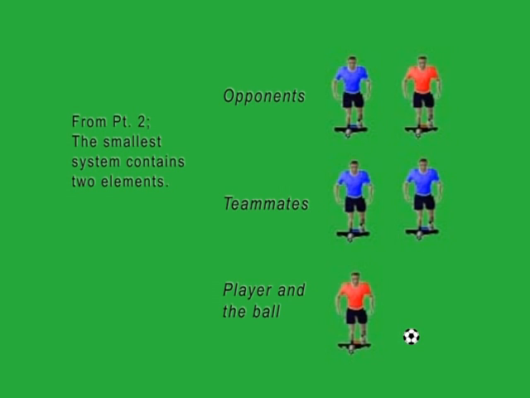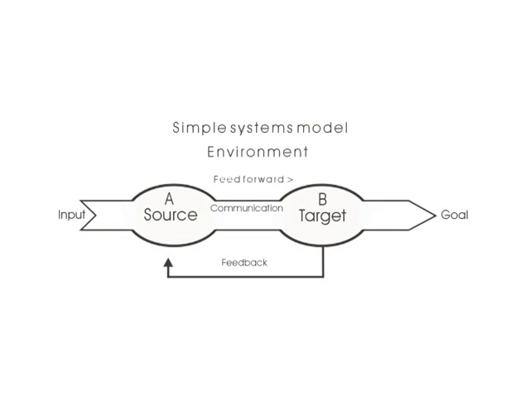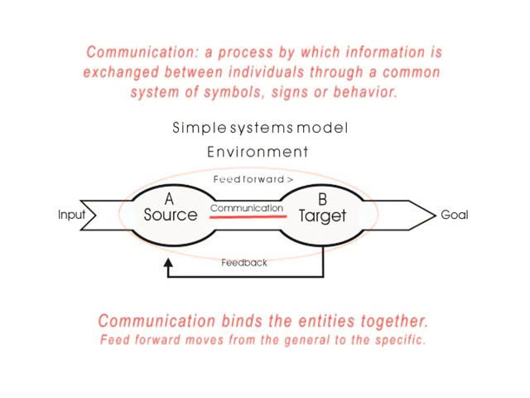This video will look at how entities interact in the guided discovery model, starting with the smallest system. In this diagram, the entities are A and B. In order for them to be considered as a system, they need to interact. Interaction will be defined as a form of communication.